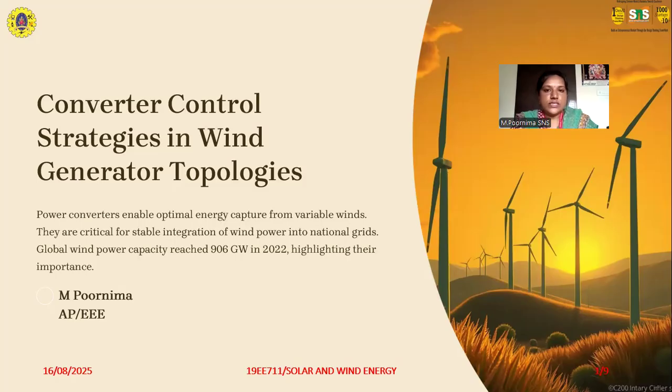In the previous two classes, we discussed the power electronics in wind energy systems and the generator topologies used. In this video, we are going to discuss the converter control strategies in wind generator topologies. Power converters enable optimized energy capture from variable wind and are critical for stable integration of wind power into the national grid. Global wind power capacity reached 906 gigawatts in 2022, highlighting their importance. This is the introduction to this topic. Let's go to the video.